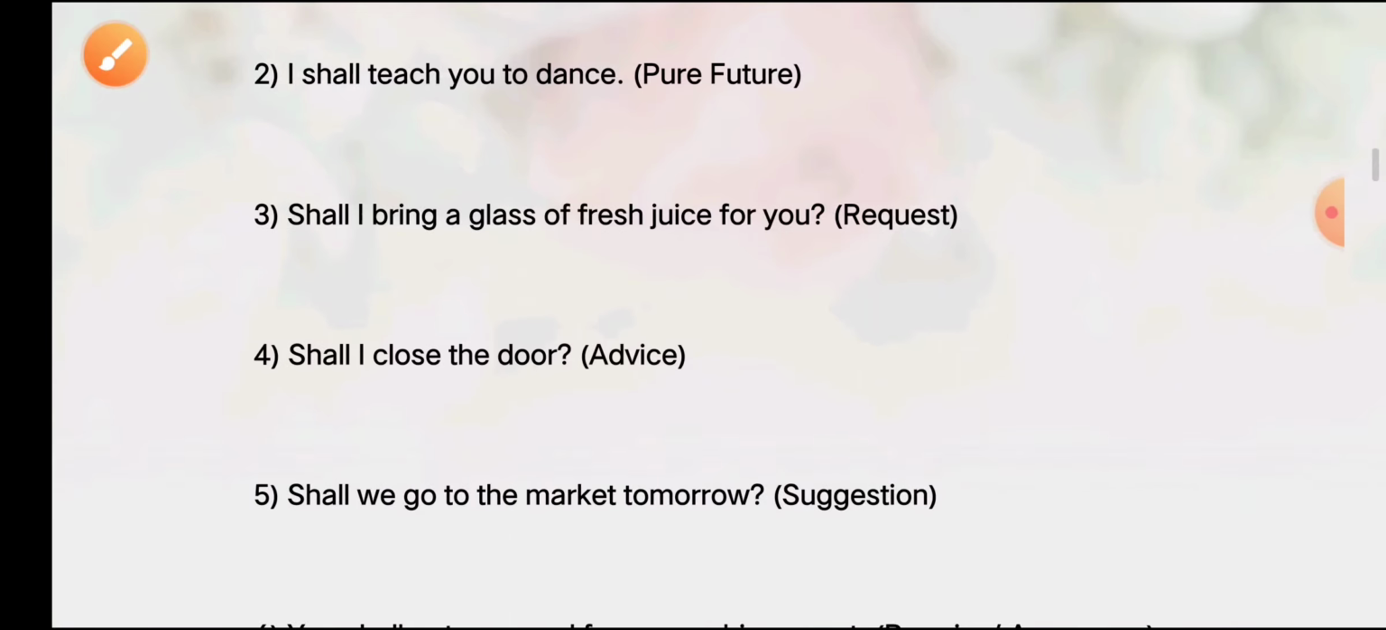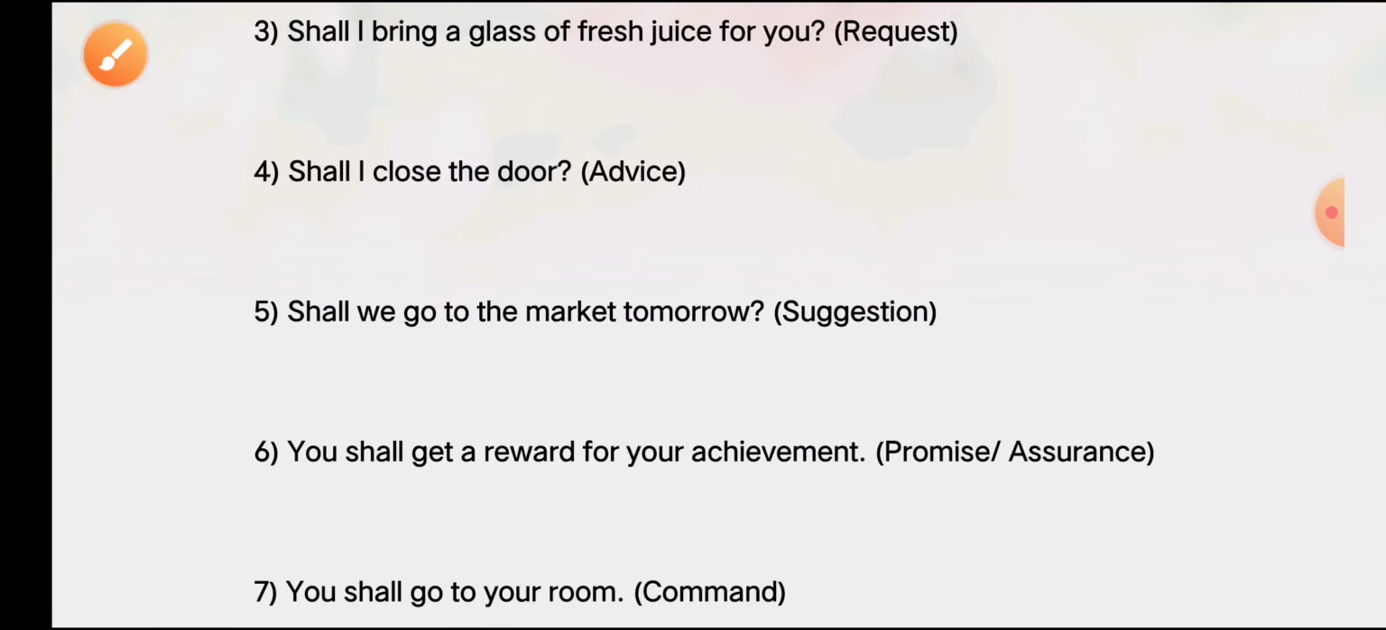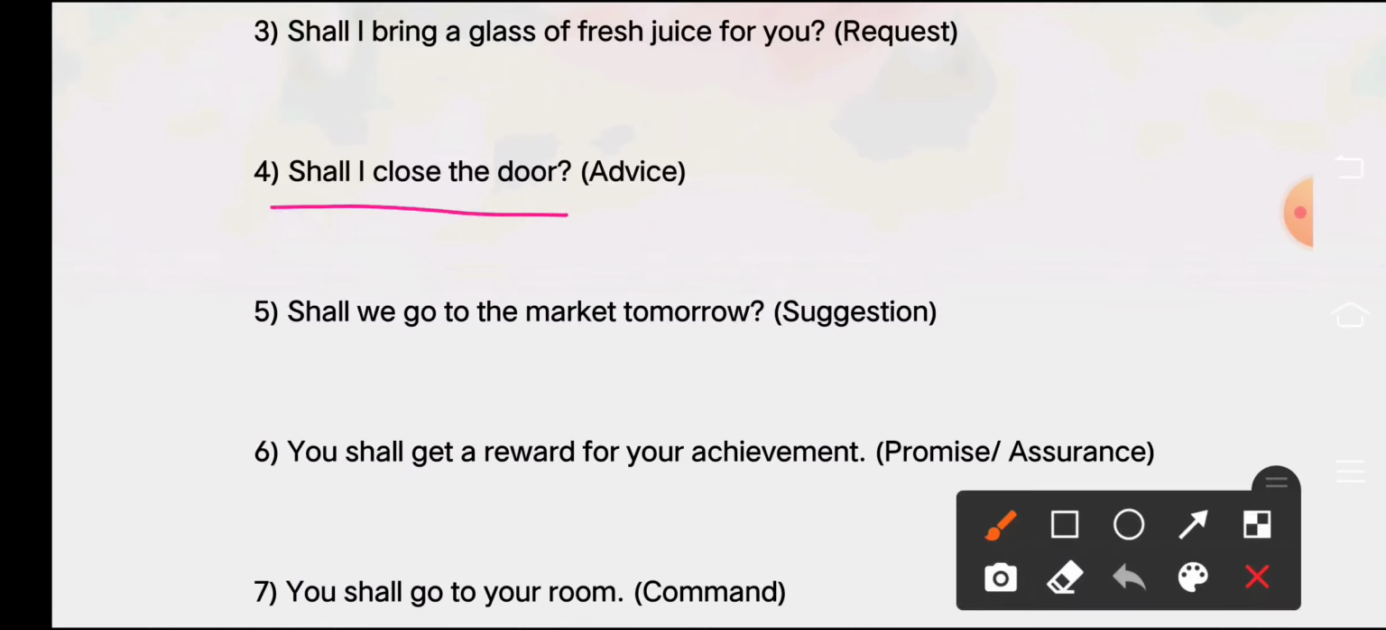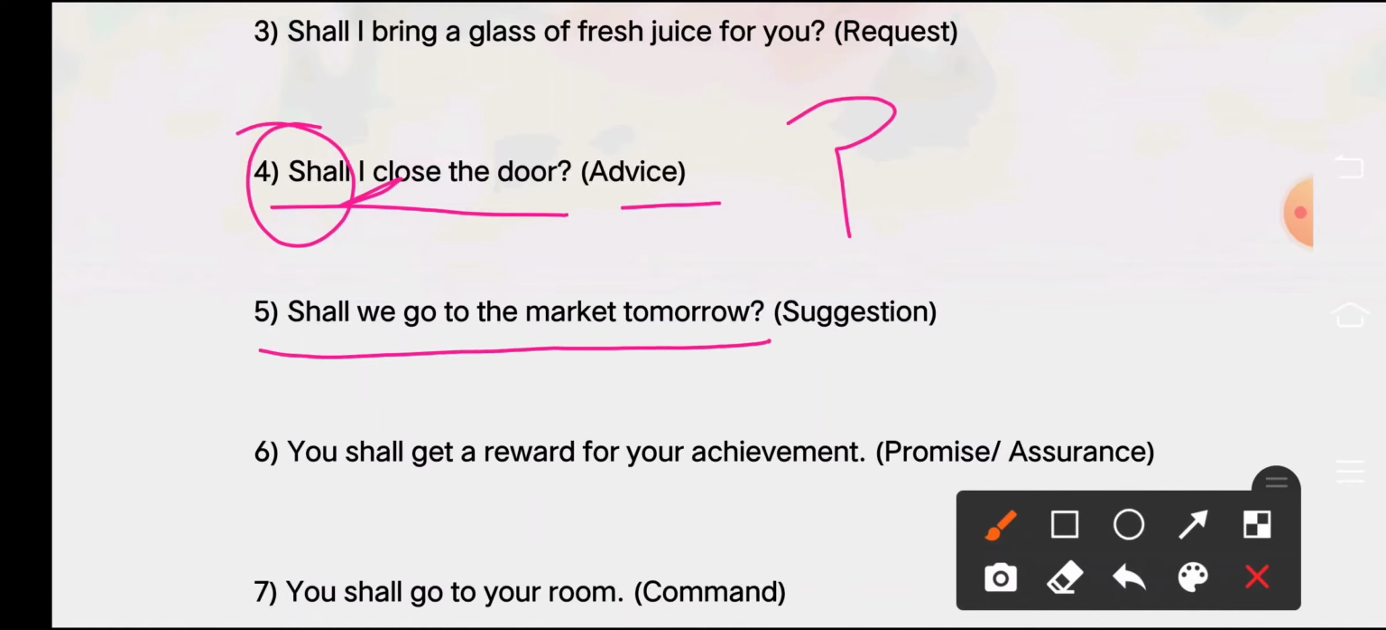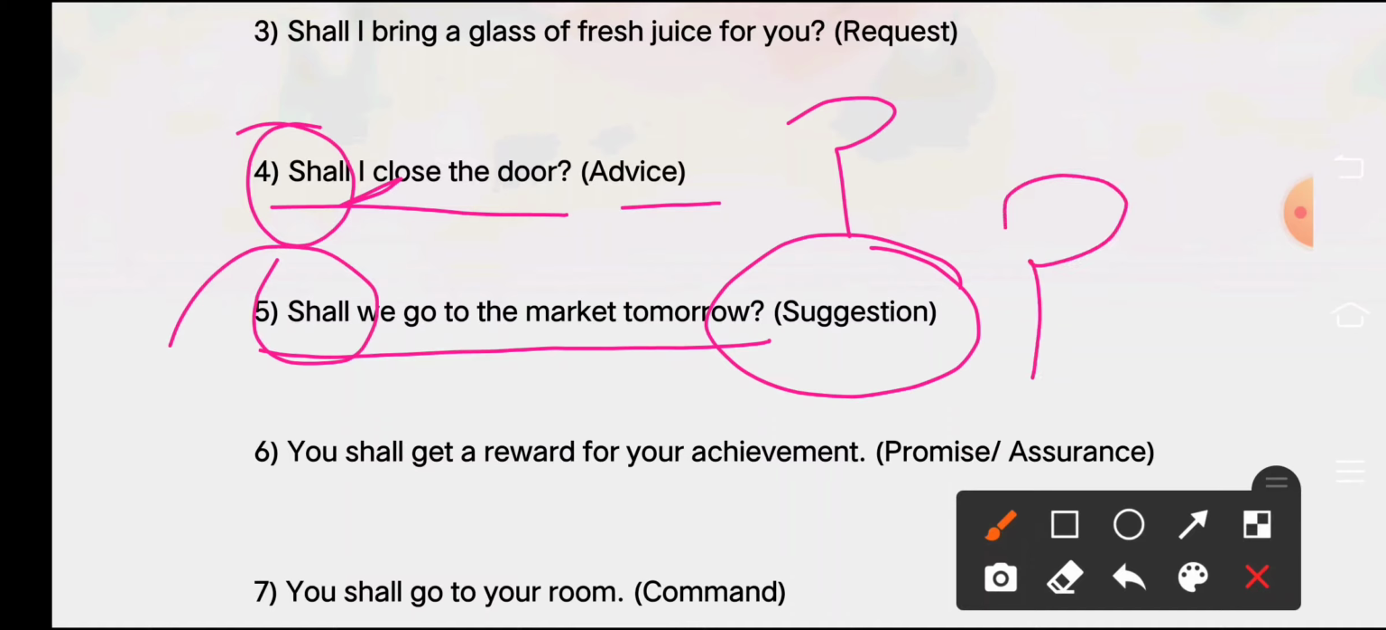And the next one, the fourth one: shall I close the door? This is what? Advice, and once again an interrogative sentence. So we are using shall with I here. Shall we go to market tomorrow? It's what? Suggestion. And here too we are using shall in an interrogative sentence.